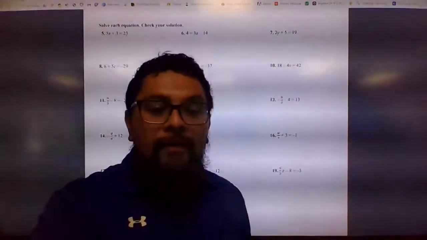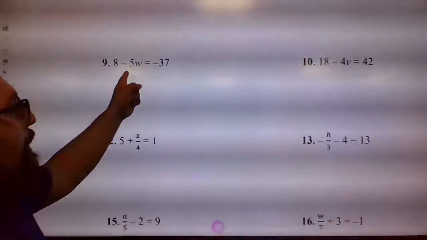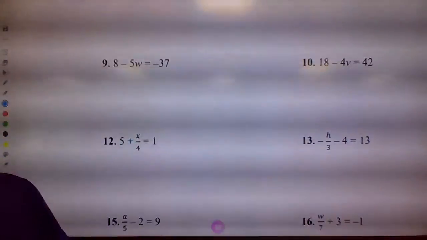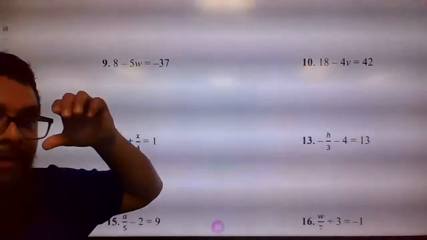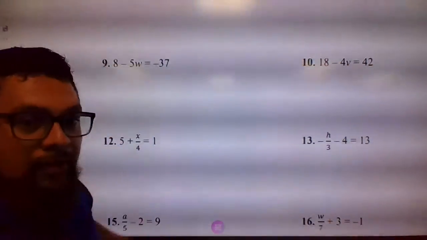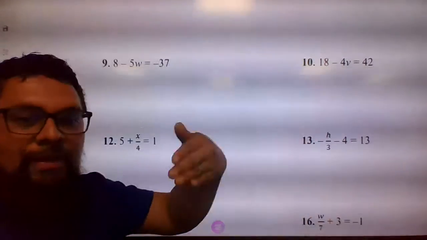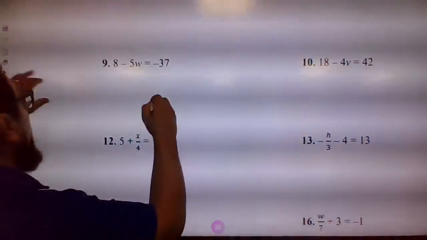All right, guys. Number 9 and number 10 are very similar, and you're going to have to do both of these. So let me show you how to do number 9, and you'll be able to do number 10. I'm going to show you 2 ways to do number 9 real quickly, and then you can pick whichever choice you want. So let's go ahead and do number 9.